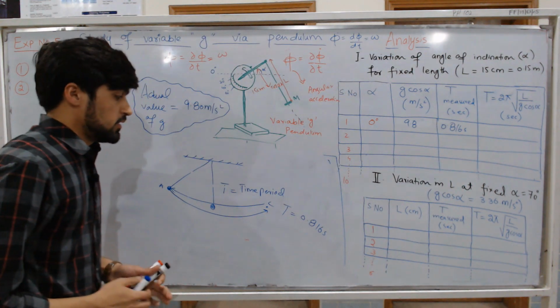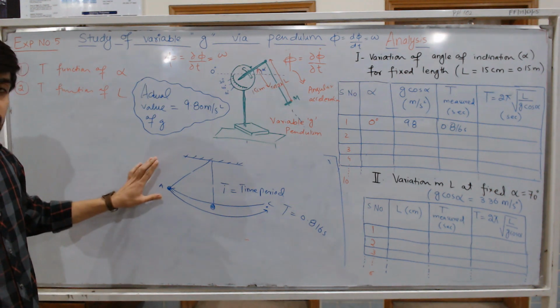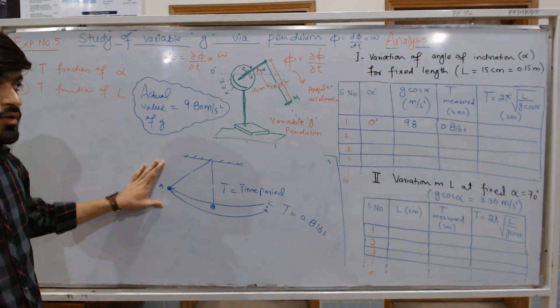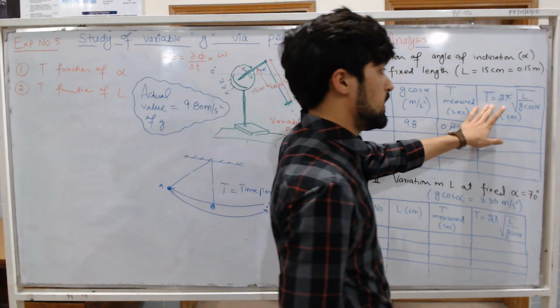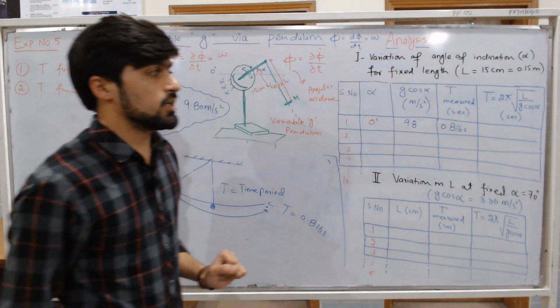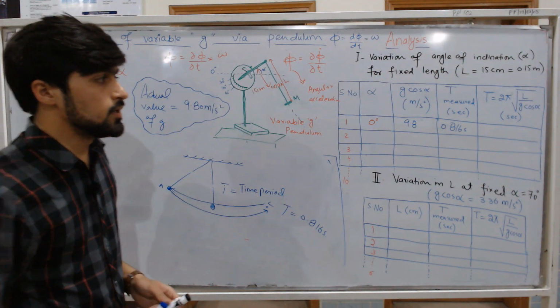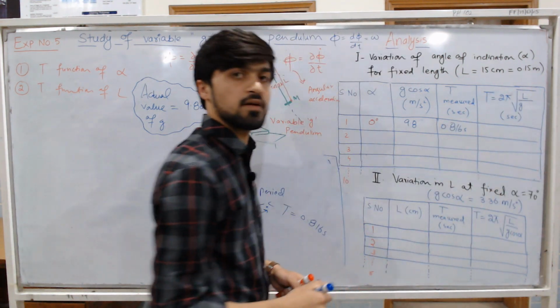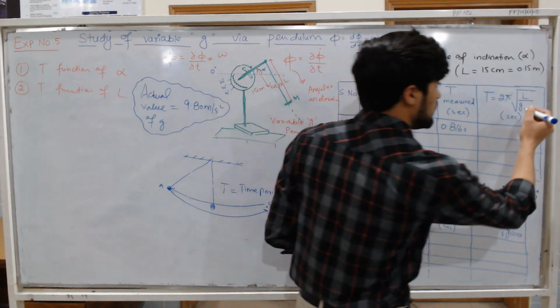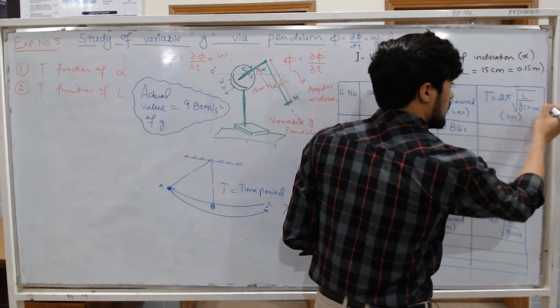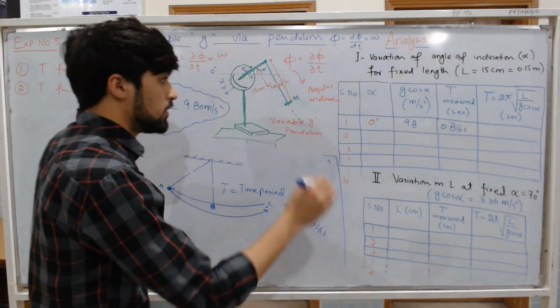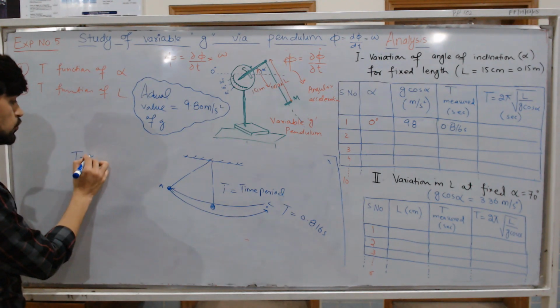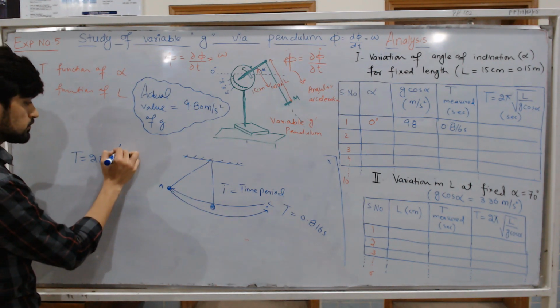The other way to measure the time period of this pendulum is using this relation. Keep in mind, this is for the case when the pendulum is inclined at a certain angle. For the first case, it is simply the simple pendulum, because alpha is 0 and the inclination is 0. For other cases, cos alpha is changing. So T is equal to 2 pi times the square root of L by G cos alpha.